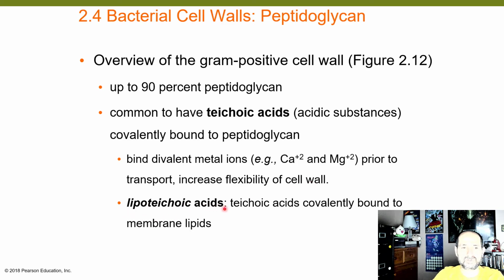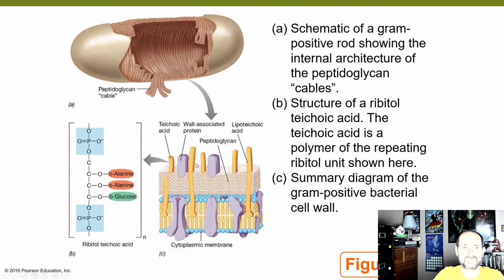Lipoteichoic acids are a little bit longer than teichoic acids, and they actually bind to the plasma membrane beneath. So let me show you an image here. You have the plasma membrane of the cell, and the lipoteichoic acids, you see how long they are? They span from the plasma membrane into the thick peptidoglycan layer and out. And then the regular teichoic acids are simply embedded in the peptidoglycan. And notice how thick this peptidoglycan layer is.